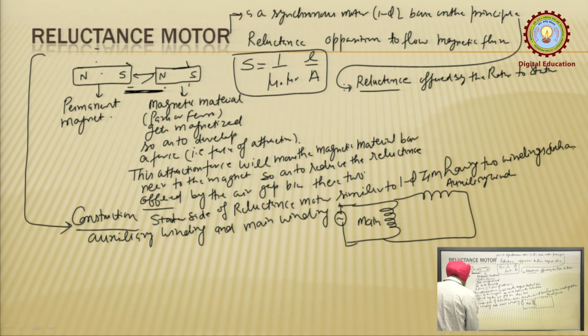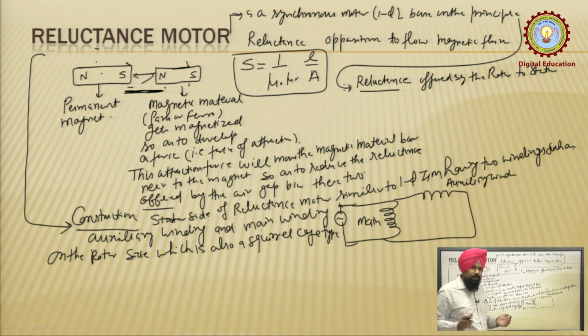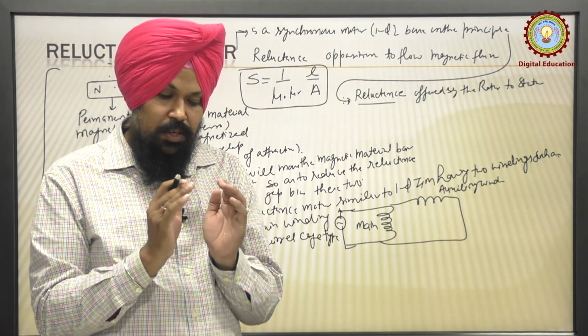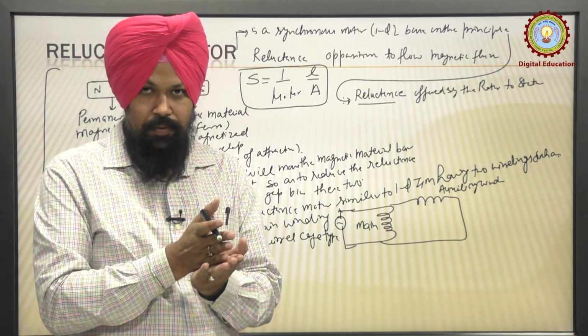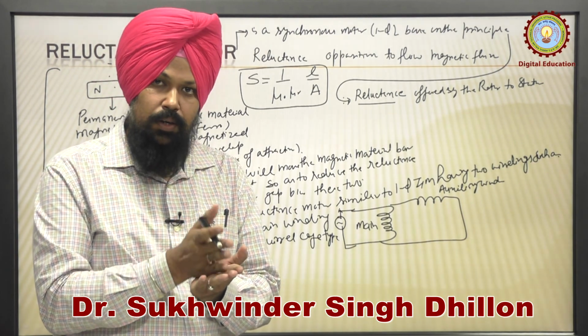See, on the rotor side, which is also a squirrel cage type, the only difference between the simple single phase induction motor and the reluctance motor is that its rotor construction is modified in such a way so as to have the variable reluctance phenomena. It offers variable reluctance phenomena.